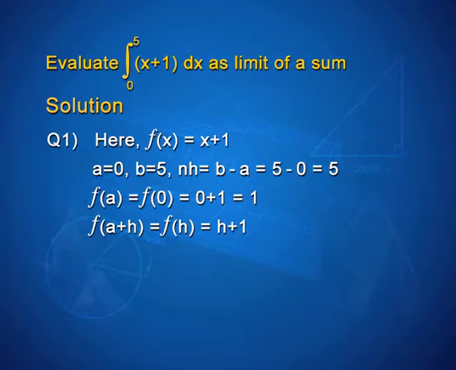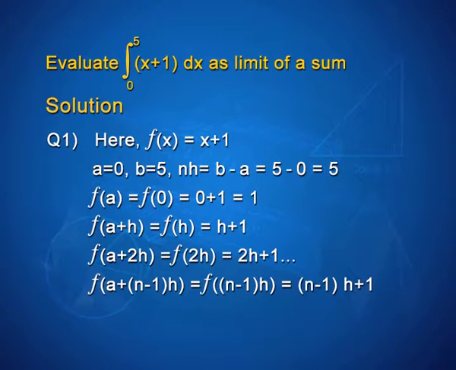F of a plus h is equal to f of h, that is equal to h plus 1, and f of a plus 2h is equal to f of 2h, that is equal to 2h plus 1, and so on. We have f of a plus n minus 1 into h is equal to f of n minus 1 into h, that is equal to n minus 1 into h plus 1.